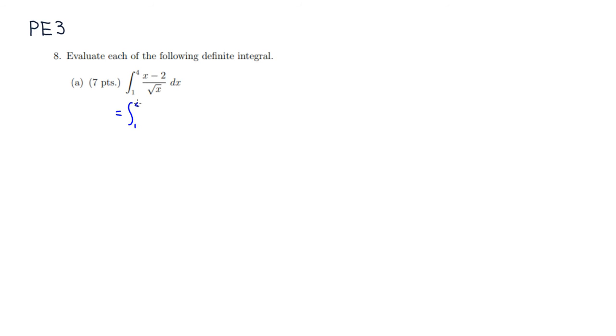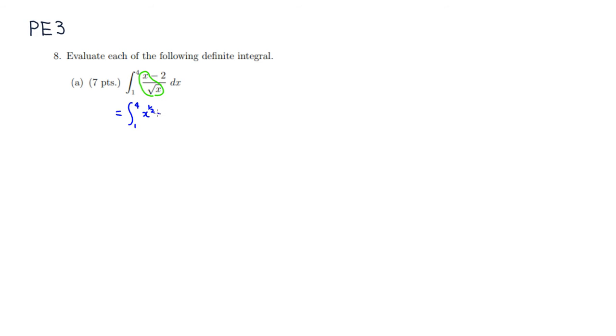I'm going to split this into two quotients here. So you have x divided by square root of x. Square root of x is the 1/2 power, and x is the first power, so 1 minus 1/2 is the 1/2 power. So it's going to be x to the 1/2 power. Then we have a minus sign.